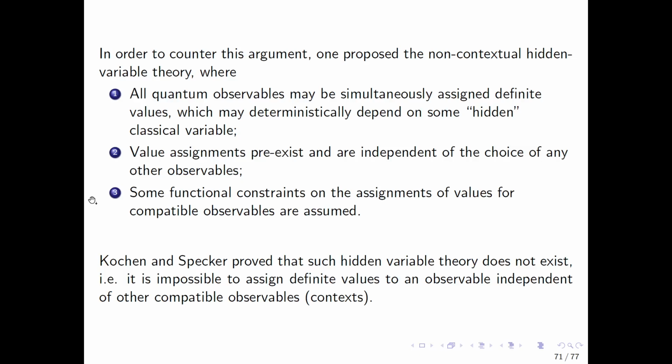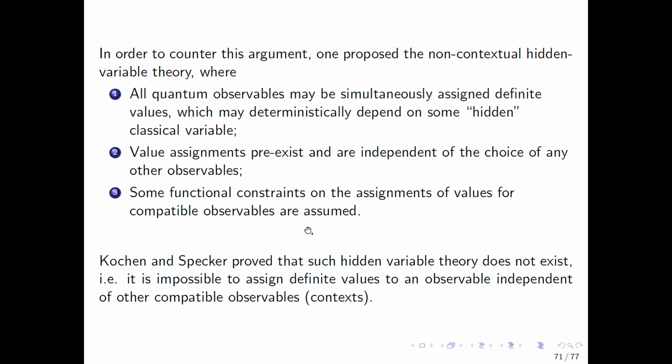So then Kochen-Specker showed that this kind of hidden variable theory does not really exist, which is trying to say that you cannot have this kind of non-contextual hidden variable theory. It is impossible to assign definite values to an observable independent of other compatible observables. So in this case, the compatible observables are what we call the context.